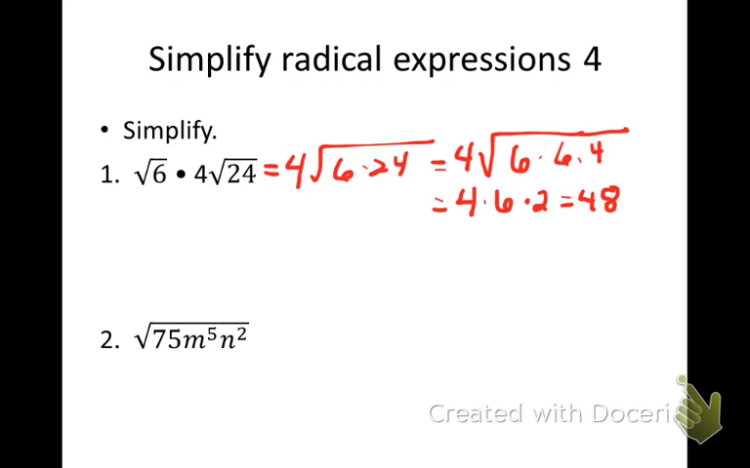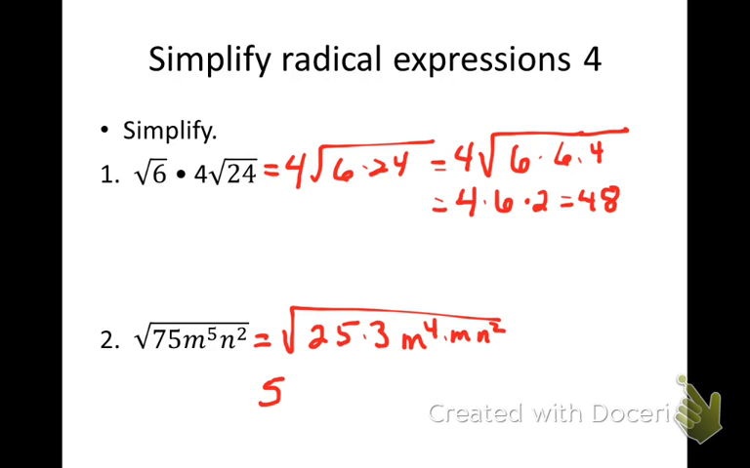This one, I think we already did one like this, maybe this exact problem before, I think. So what does 75 break down into? Perfect square would be 25 times 3. M to the 5th would break down to m to the 4th times m, and then n to the 2nd. So we get 5, which is square root of 25. Square root of m to the 4th is m to the 2nd. Square root of n to the 2nd is n, times the square root of 3m. And we would be done. If you want absolute value, it could be around the n there, but again, I'm not making you put that. So not too difficult there.